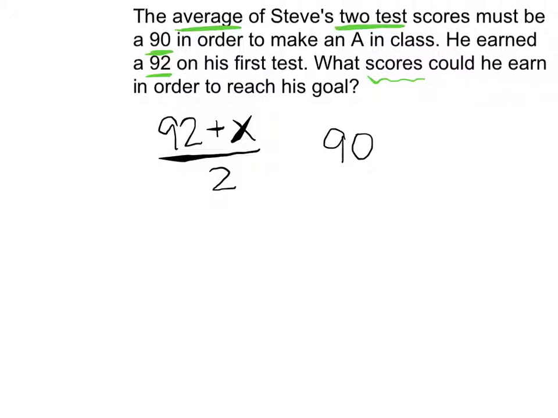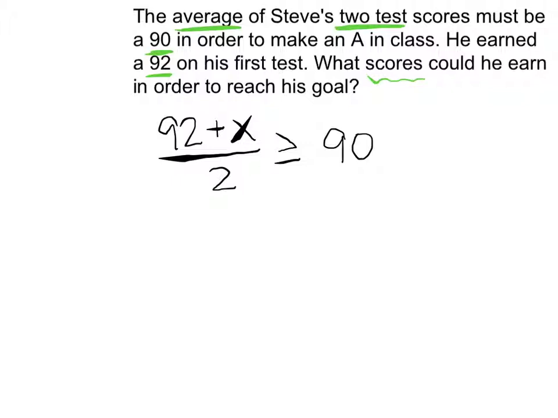But what else could his grade be and still make an A? Anything bigger than 90, right? So I'm going to do greater than or equal to. So the average is greater than or equal to 90. Now we're going to go ahead and solve it.